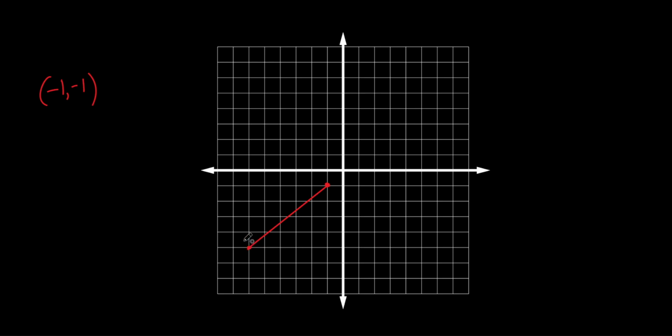All right, what about this point right here? Where is that? 1, 2, 3, 4, 5, 6. And then what? 1, 2, 3, 4, 5. So it's what?